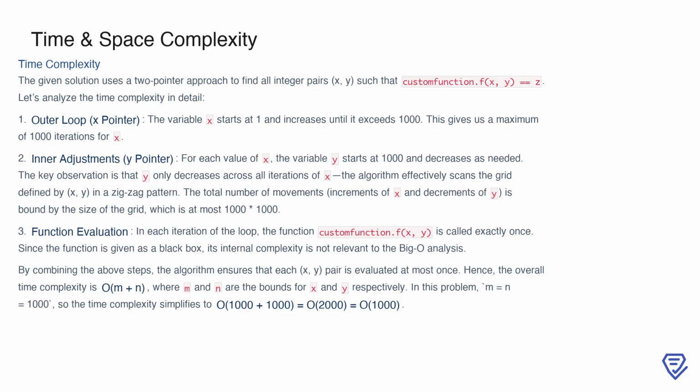Combining these observations, the total time complexity for the algorithm is O(m plus n), where m and n are the bounds for x and y. Given that both bounds are 1000 in our case, the complexity simplifies to O(1000 plus 1000), which is O(2000), or simply O(1000), in big O notation.